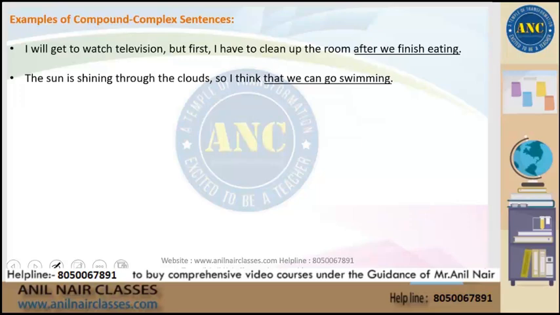A few examples. I will get to watch the television, but first I have to clean up the room after we finish eating, right? I will get to watch television, that's one independent clause. I have to clean up the room, another independent clause. But what are these both? And here, but is your conjunction. But what is happening for these both? The dependent clause is after you finish eating. This action will happen only after you finish eating. So after we finish eating is your dependent clause.